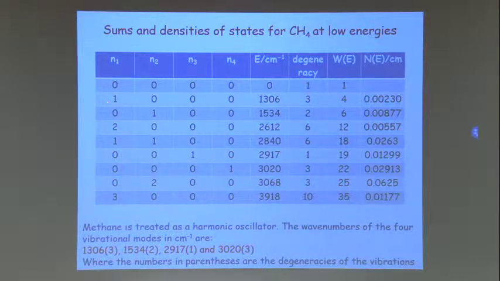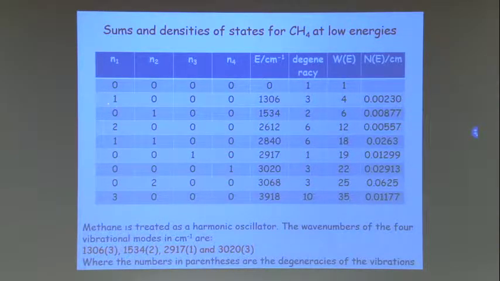Now, let's look at all the various states that we can assemble. The first state we're going to assemble is the ground state. It has a degeneracy of 1, so the number of states is 1, and the sum of states is 1.